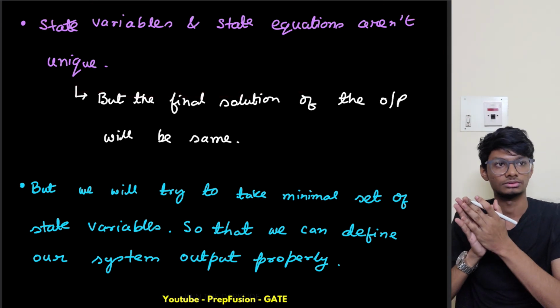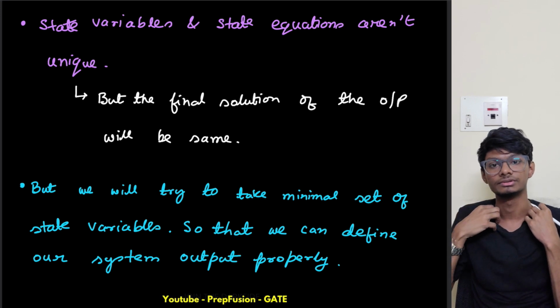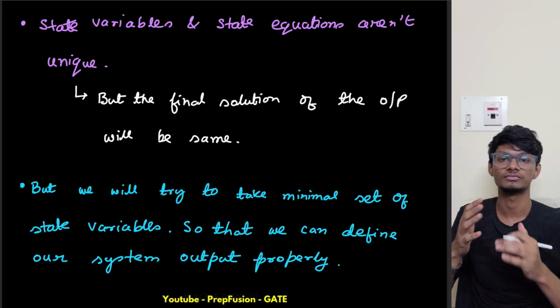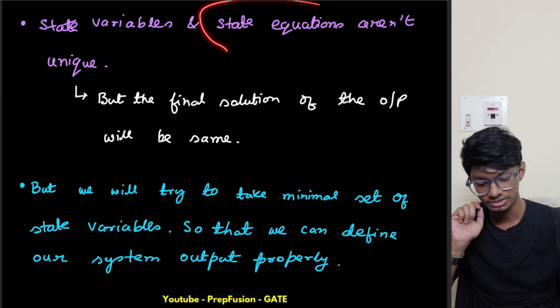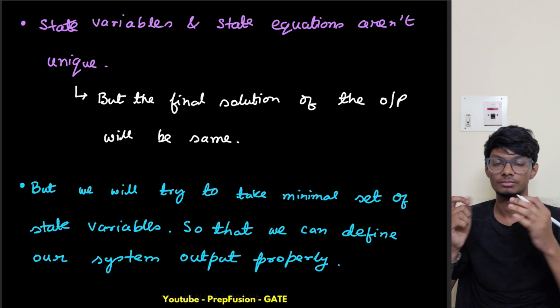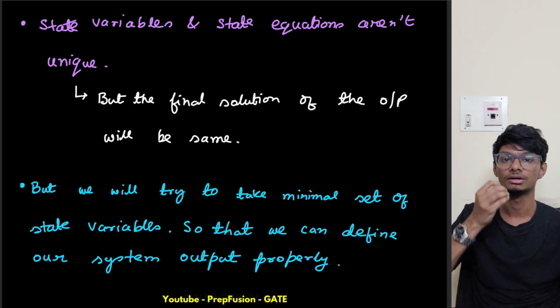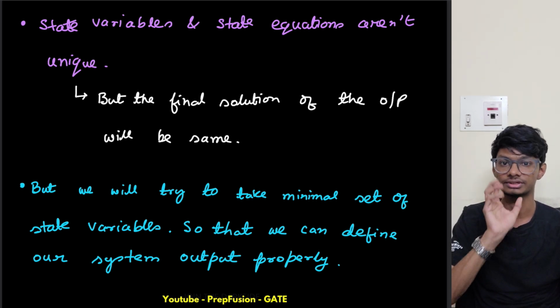I can take a different state variable, you can take a different state variable, but both of us will arrive at the same output. Why? Because the state equations will also change for both of us, but the output will be the same if we choose our state variables in the correct manner.